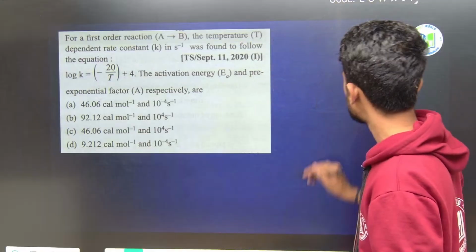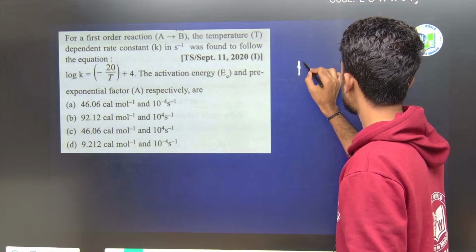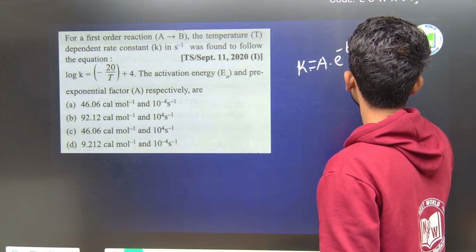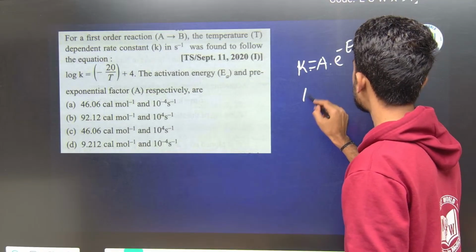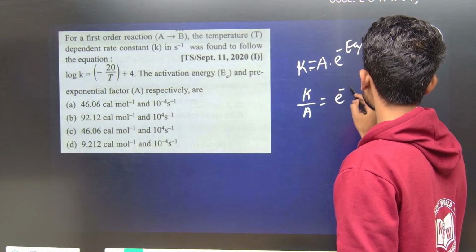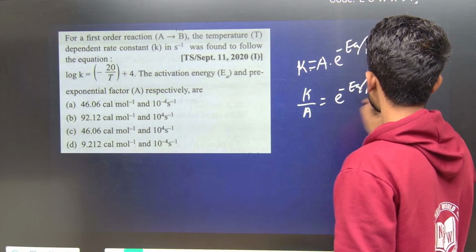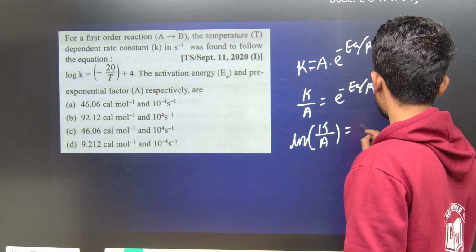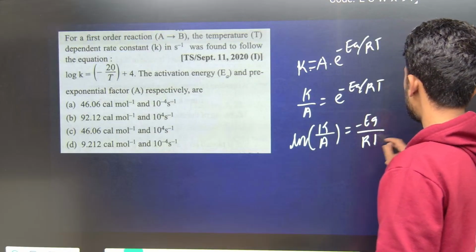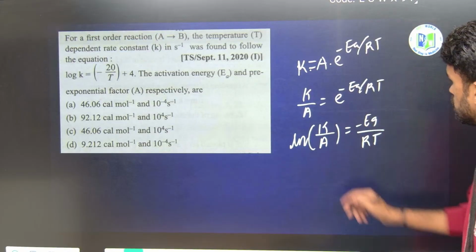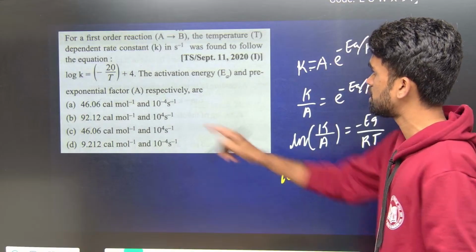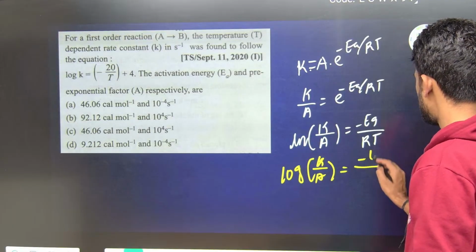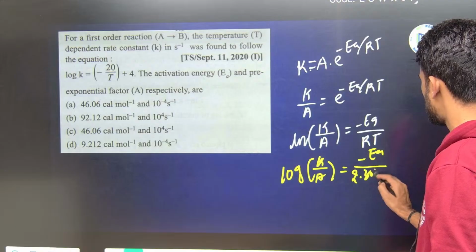Very simple. Look at what to do. We have k equals A e to the power minus Ea by RT. This is the Arrhenius equation. Taking the natural log, ln k equals ln A minus Ea by RT, where Ea means activation energy. Because it is given in terms of log, you can write log k by A equals minus Ea by 2.303 RT.